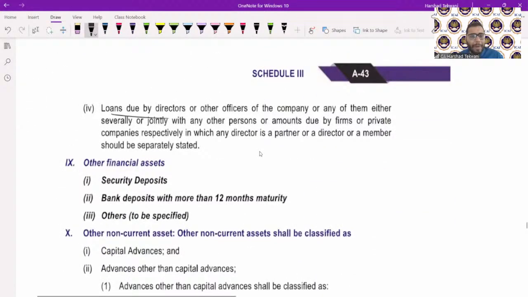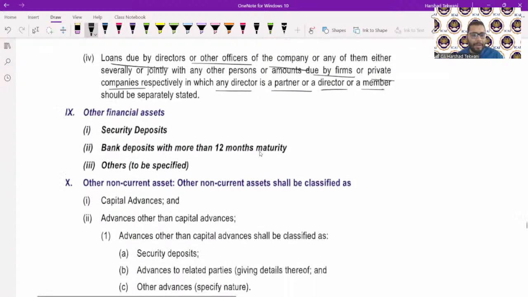Again, loans due by directors and other officers of the company, or due by firms or private companies in respect of which a director is a partner or a member, should be separately disclosed. Where the director or officer or any person of the company is involved, you need to disclose separately.